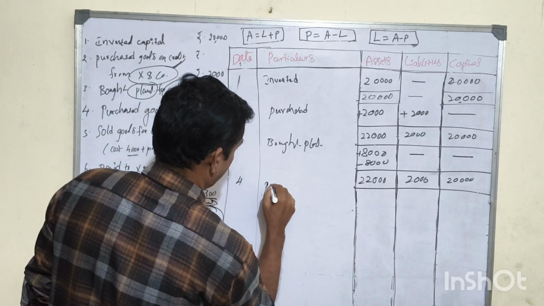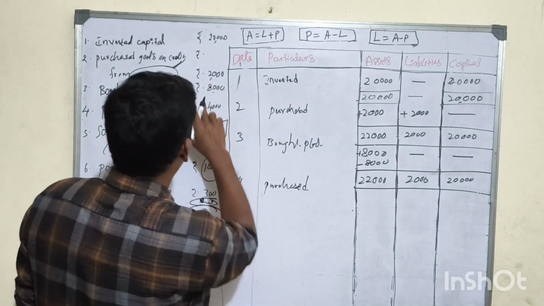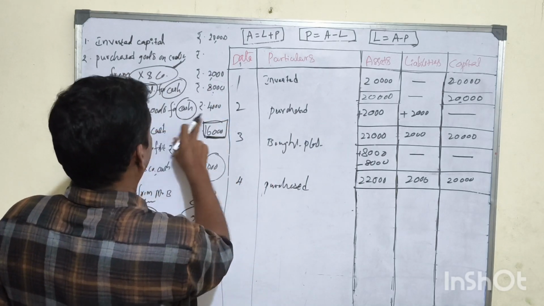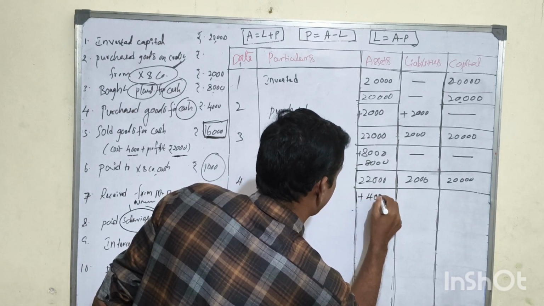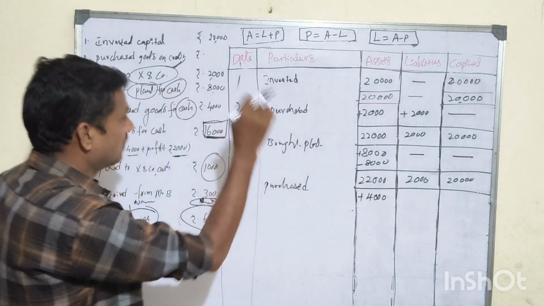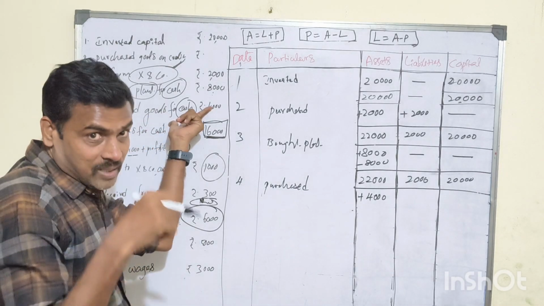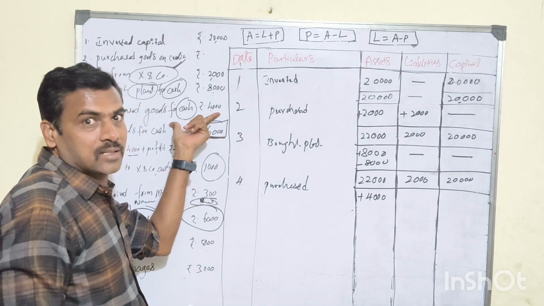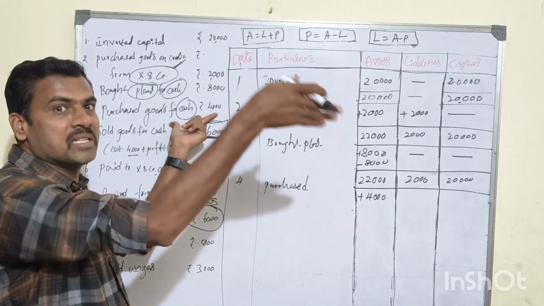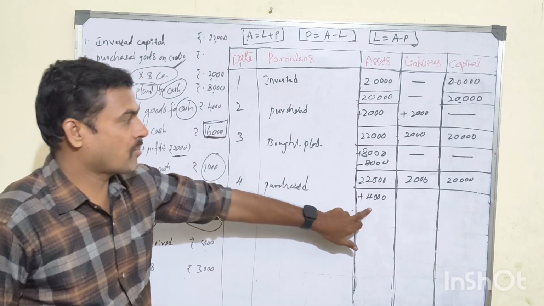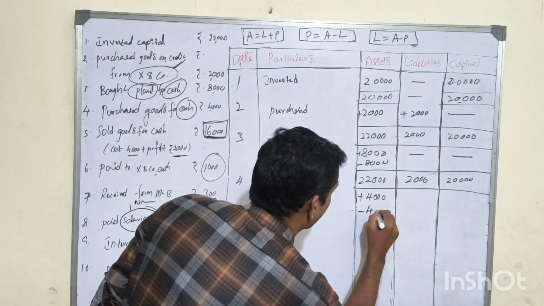Purchased. What purchased? Goods. How much is it? 4,000. Purchased goods is increasing. My goods are coming to the business, plus 4,000. What is the other aspect? Cash. What is the nature of cash? Asset. Asset comes under real account. Real account rule: credit what goes out of the business. It is going out of business and hence minus, under asset minus 4,000.